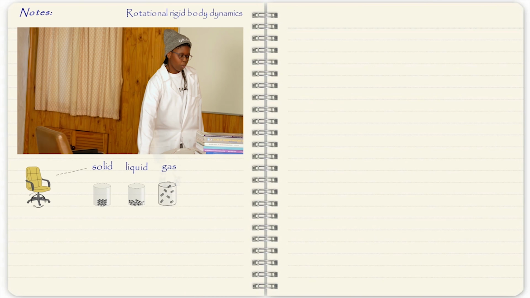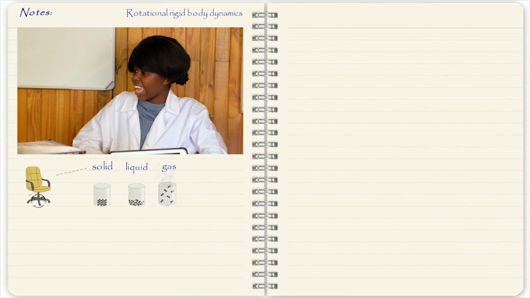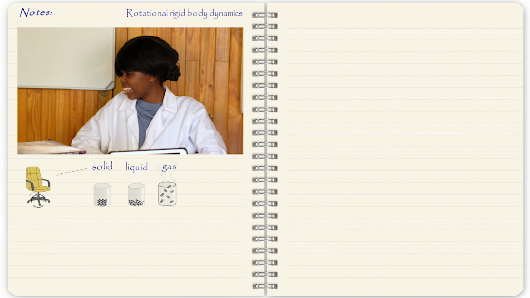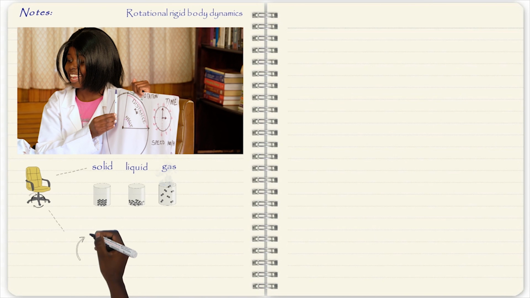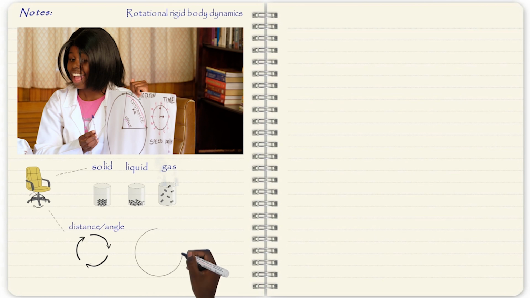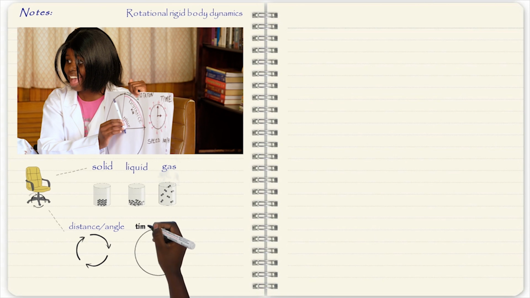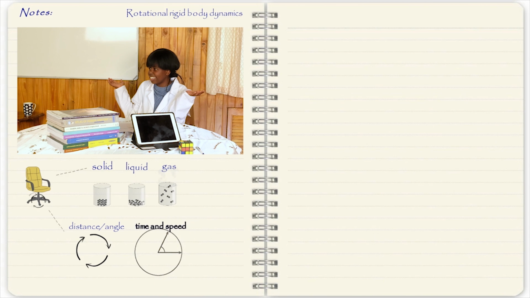So tell me, what are you observing? Force has been applied to the chair. As you can see, it is rotating around the fixed position or center of rotation. It is covering a certain amount of rotation or distance or angle at a certain amount of time and speed. Distance, speed, time, what is that?